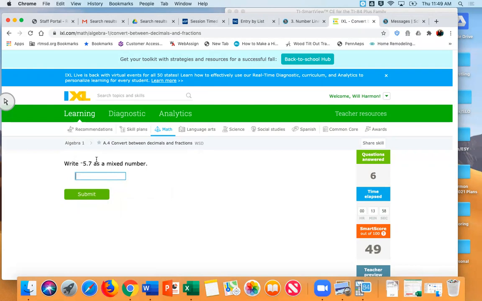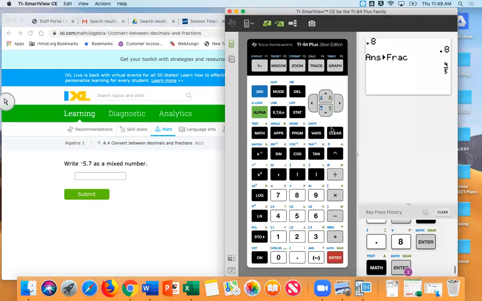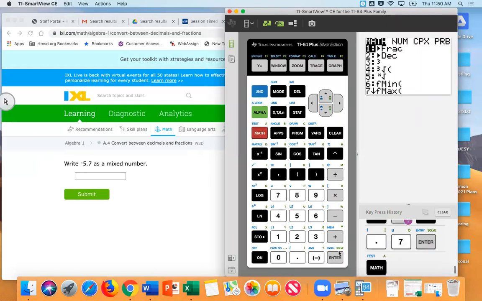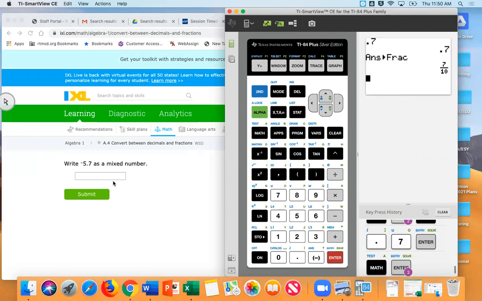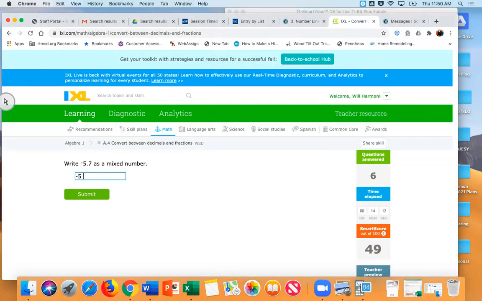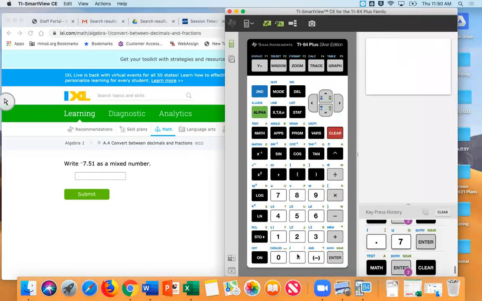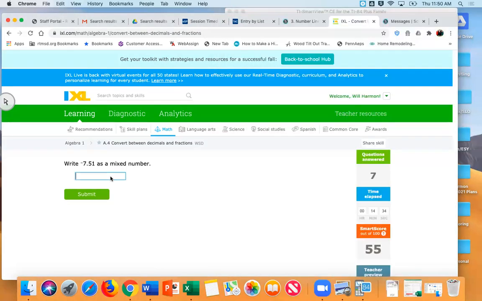So negative 5.7. So we're going to forget about the 5. We're going to just deal with the 0.7. Okay, enter, math, enter, enter. So 7/10. So this would be negative 5 space 7/10. How would I do this one? Same thing. Forget about the 7. So we're going to do 0.51. Math, enter, enter. 51 out of 100. So we're going to type in negative 7 space 51 out of 100.